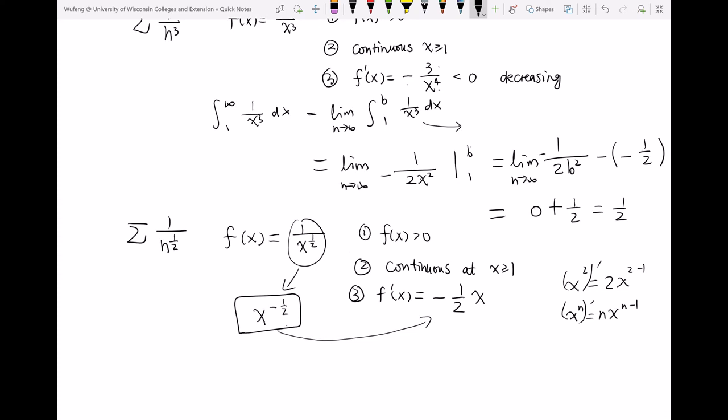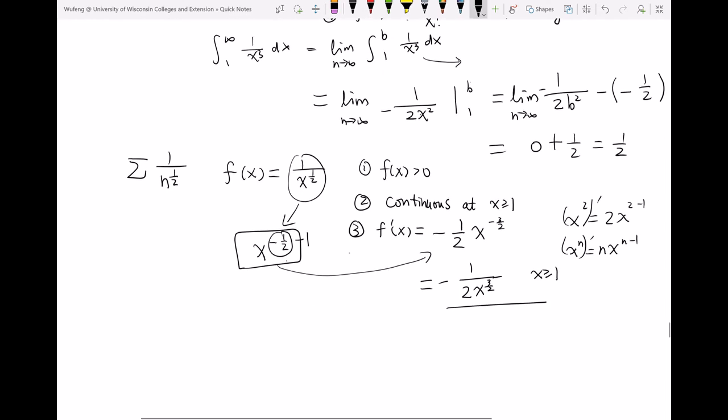It's negative 3 over... oh, negative 3 halves, perfect. You use negative 1 half, subtract from the power again, and you look at this. I would like to ask you, is it positive or negative? Negative 1 half times x to the negative 3 halves, you can change it into x to 3 halves in the bottom. For x bigger than or equal to 1, we can easily tell this derivative function is negative, because it's positive, positive, negative, straightforward. So it's decreasing.